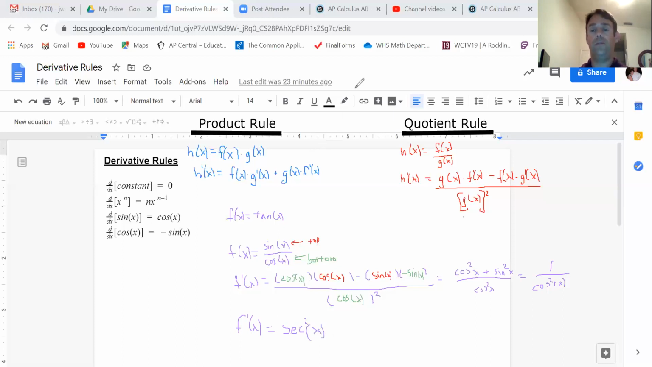Well, friends, turns out every other trig function actually is nothing more than just a quotient rule. So we can actually add that to our list of stuff. We could say, all right, well, tangent, let's just make that equal to secant squared x.